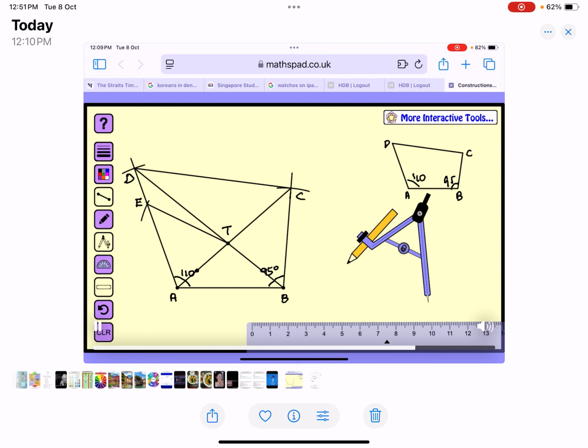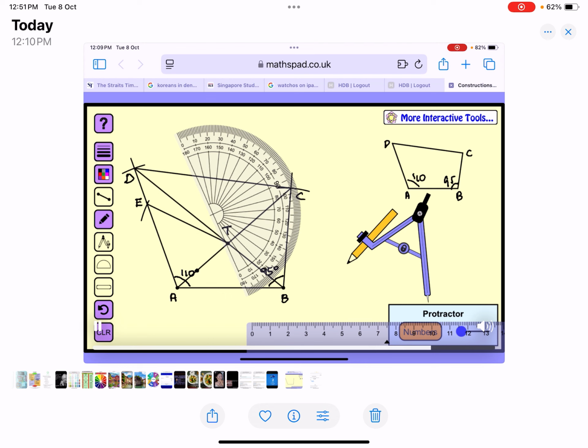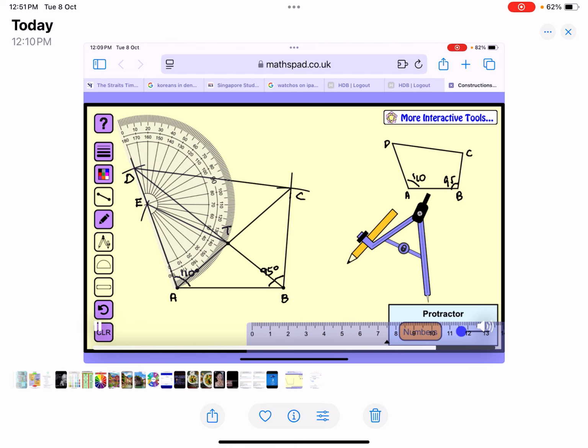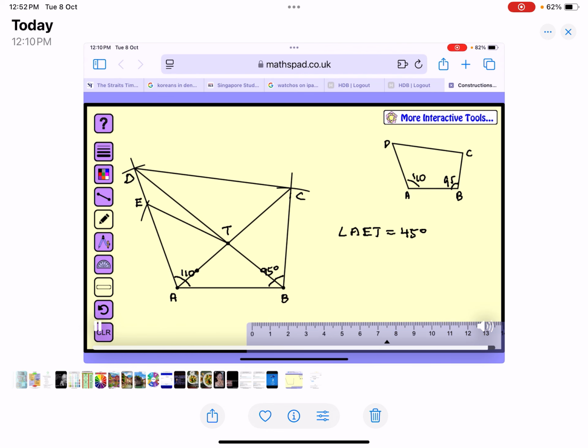So we join the line because we need to measure the angle AET. So we use the compass, place it at E, and we find that the angle AET, which is an acute angle, is 45 degrees. And this completes the discussion of the paper.